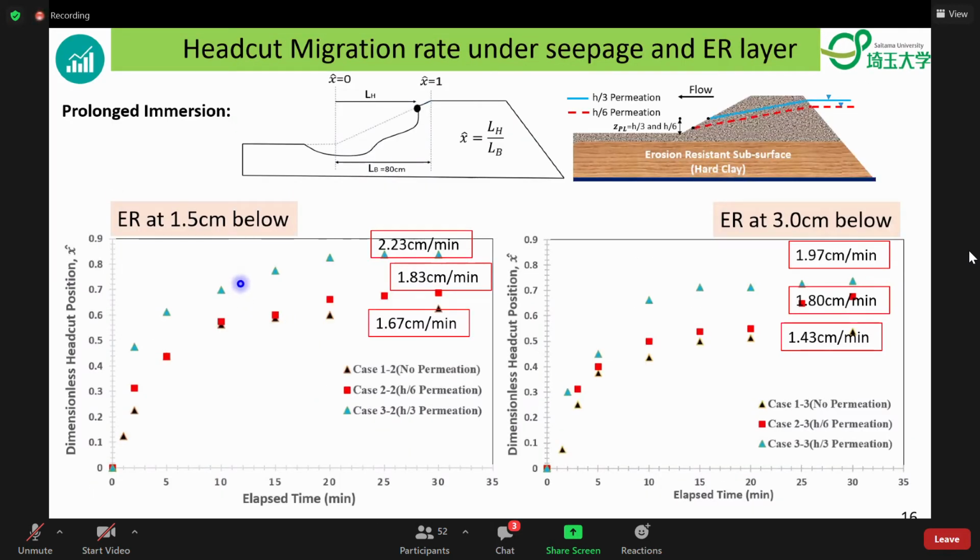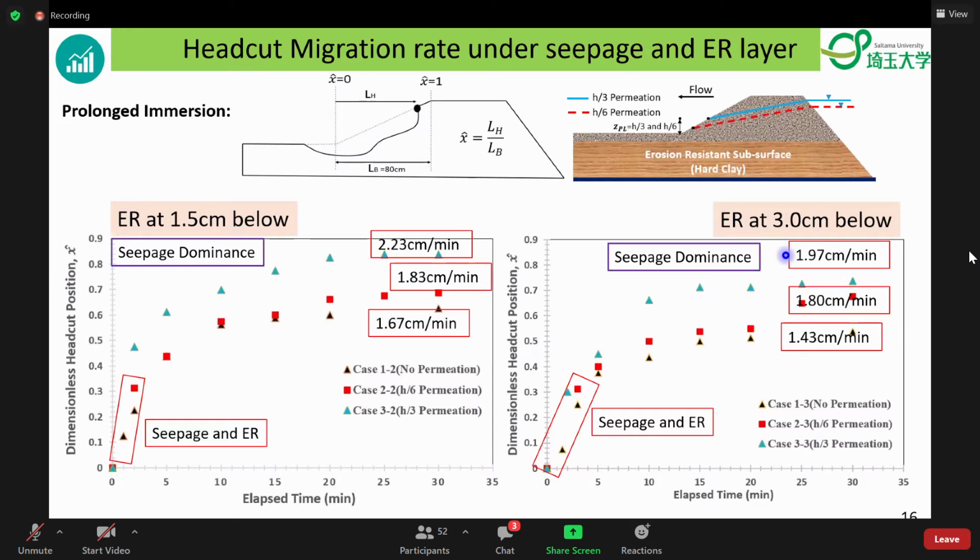When prolonged immersion was incorporated, it was noticed that for the erosion resistant layer at 1.5 and 3, a similar pattern was observed. Initially, the speed was governed by both seepage and the erosion resistant layer. Later, we could easily distinguish the seepage condition. Here, H/3 seepage, mid seepage, H/6, and no seepage. The same happened in the case of the 3 centimeter layer condition. So we easily confirm the dominance of seepage for the shallower erosion resistant layer position.